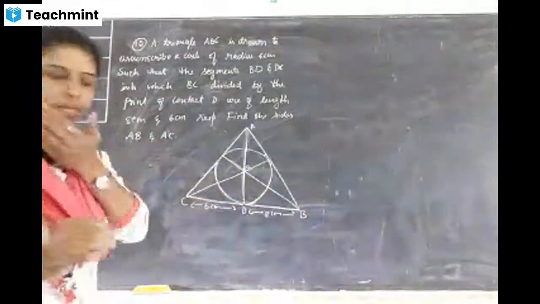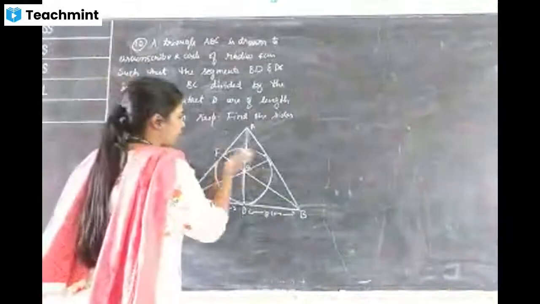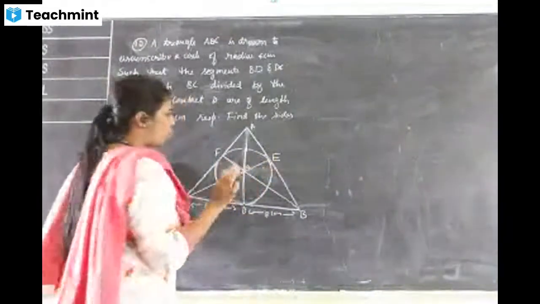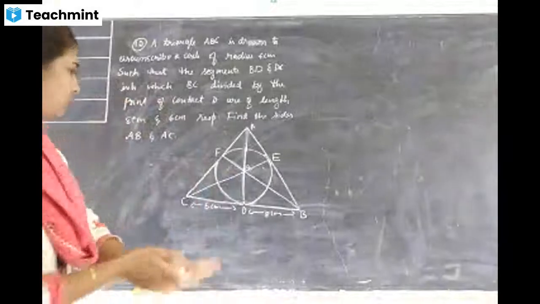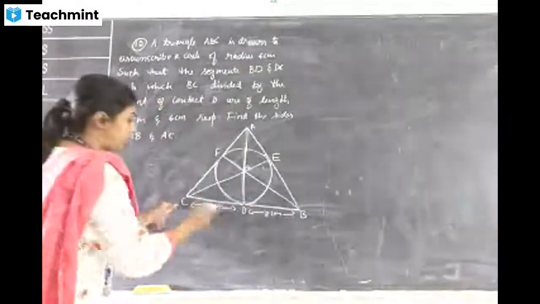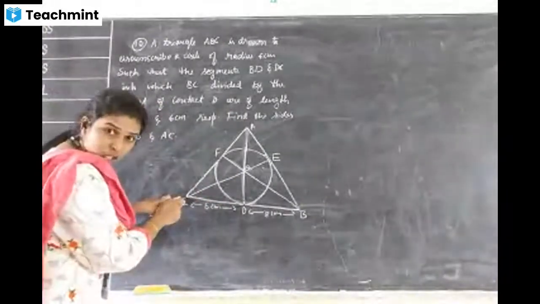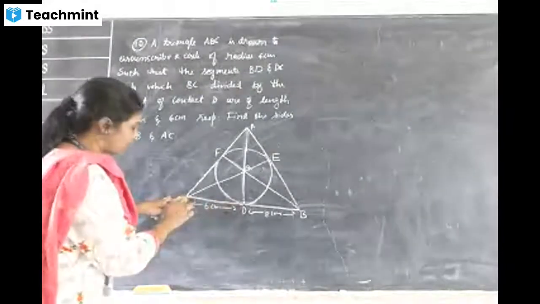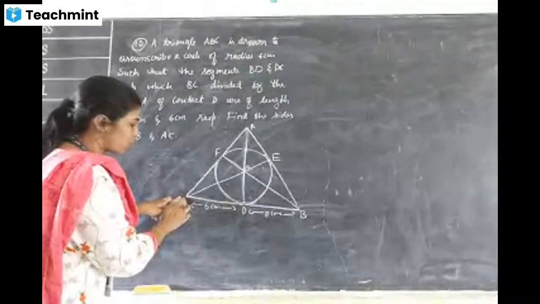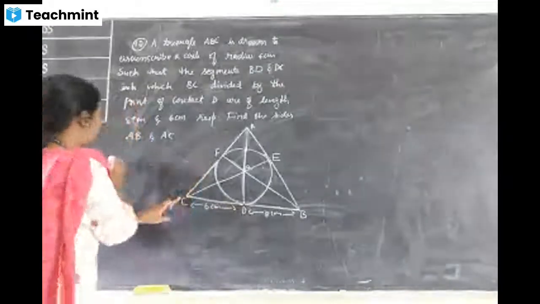Now we'll give the naming: F and E. This is the O. Okay. Now DC. C is the external point, tangents drawn to a circle. Is it? C is the external point, tangents drawn to a circle. So CD is nothing but CF.